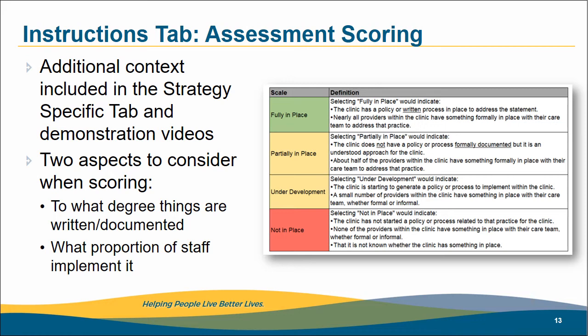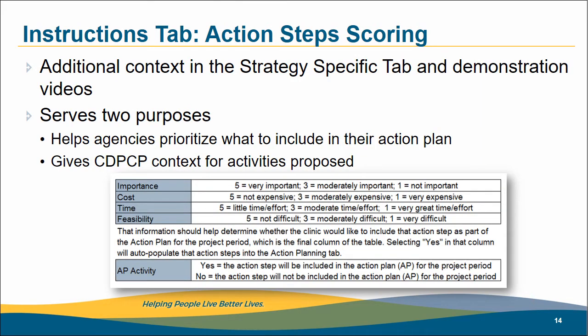We encourage you to look at the instructions tab of your specific Scan and Plan tool file, as the language may vary based on the topics that your organization is addressing with the Chronic Disease Prevention and Control Program. The other scoring criteria that's outlined on the Instructions tab is specific to the action steps that you're generating for each of the strategies. We'll provide additional context as well as examples within the Strategy-specific tab video and the demonstration video, but we at least, again, wanted to highlight the instructions that are included on that very first tab of your Scan and Plan tool.